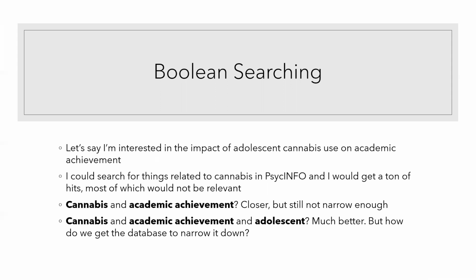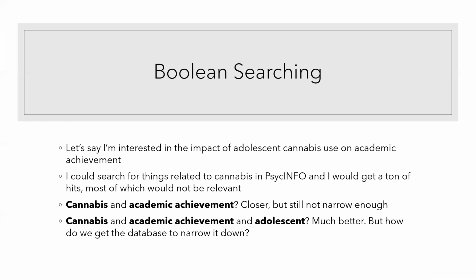So let's say I'm now interested in the impact of adolescent cannabis use on academic achievement. I could simply enter cannabis into the first search bar of PsycInfo, and I would get a ton of hits, most of which would not be relevant. Then I'd have to sift through them all, and that would be a big job.